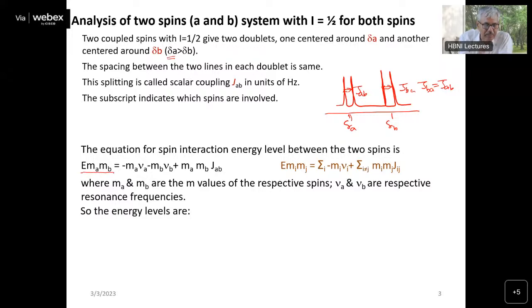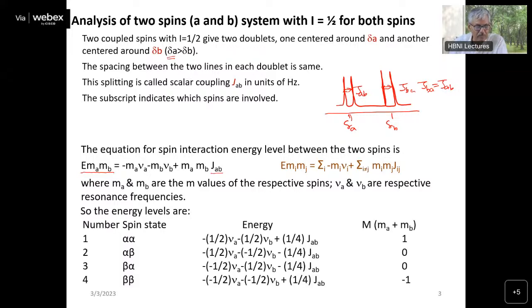This is E(MA, MB). MA is the nuclear spin state of nucleus A. This is the spin state of nucleus B. What the energy of that state will be depends on the MA value, the nu A value, the M value of the B nucleus, the nu value, the resonance frequency of B, and then this is the coupling constant. Okay, and the energy levels are given here.